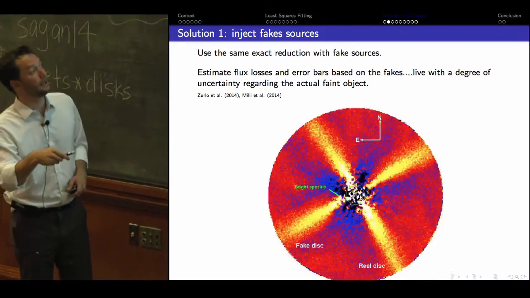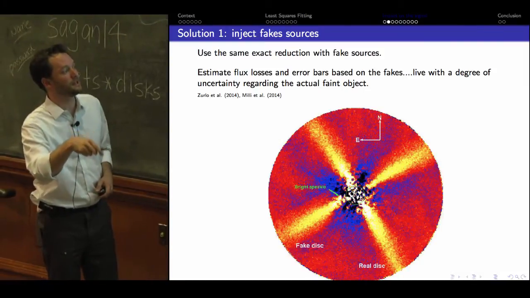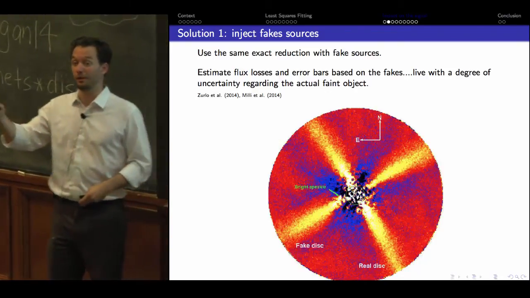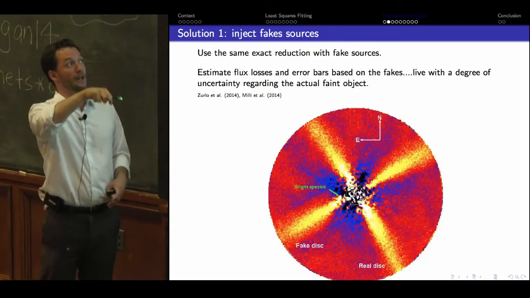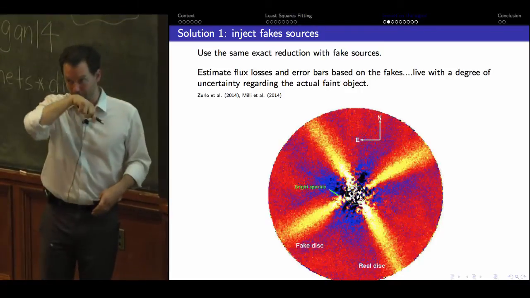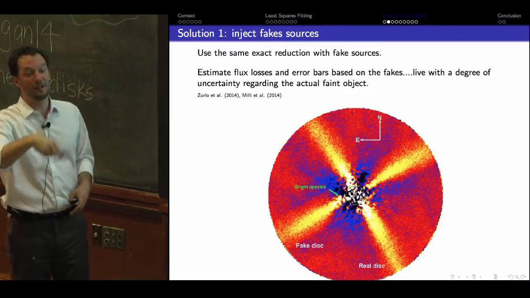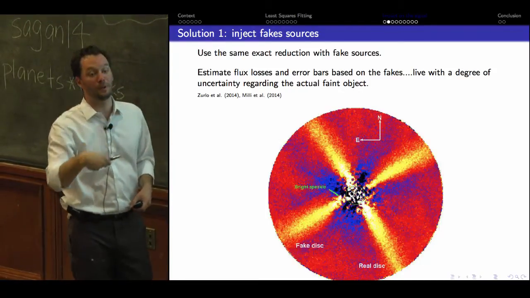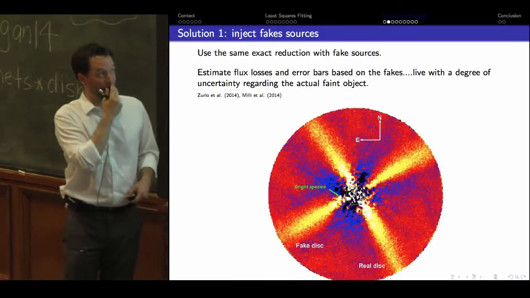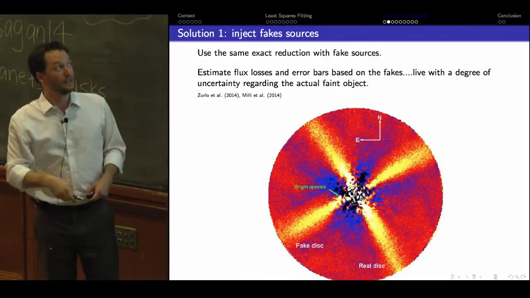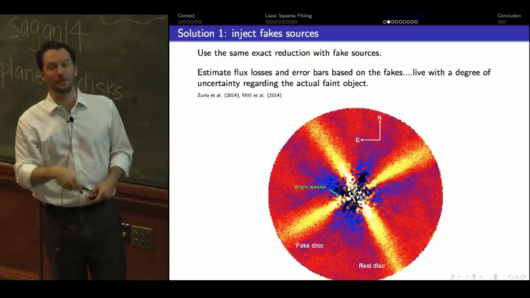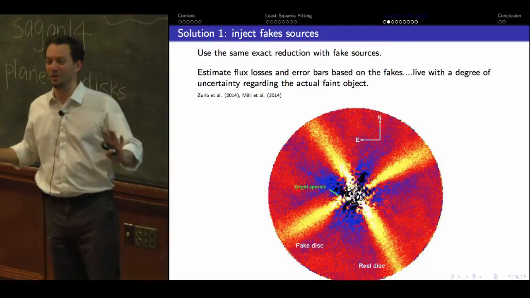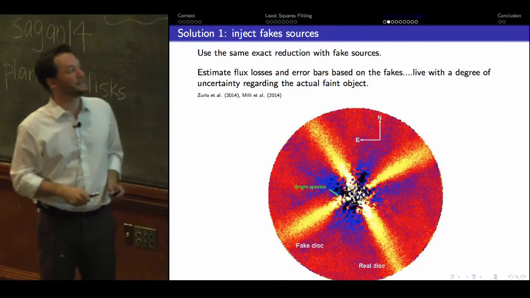For disks, for these nice edge-on disks, you can inject a fake disk in the same data. With this argument about these zones, the signal is localized on this diagonal of your image. You're putting in a fake disk based on your best model of what you think the disk looks like, and figuring out what your reduction does to this fake disk. This is a little tricky. You need to have a good model of your disk, but at this point, this is Beta Pictoris. There were good guesses about what Beta Pictoris should look like, so that's perfectly fine.